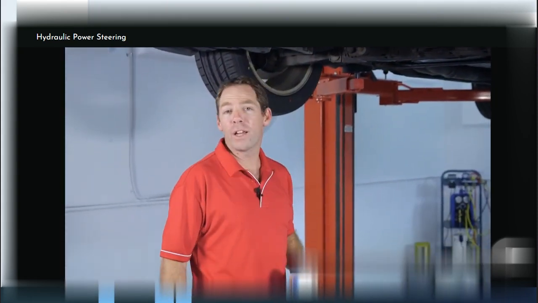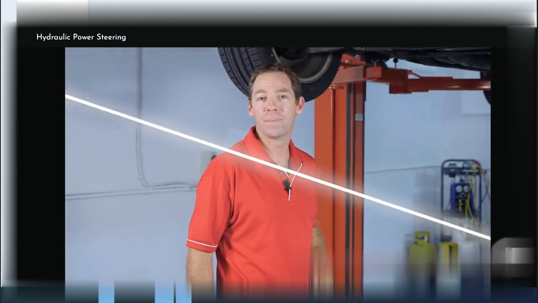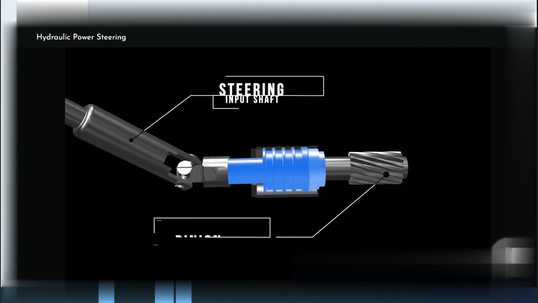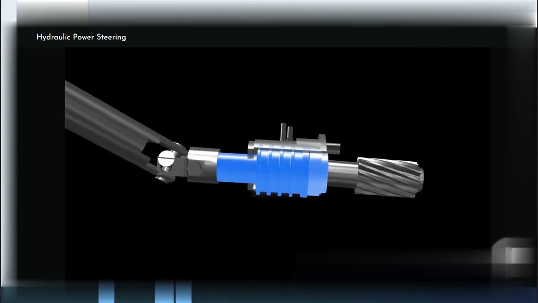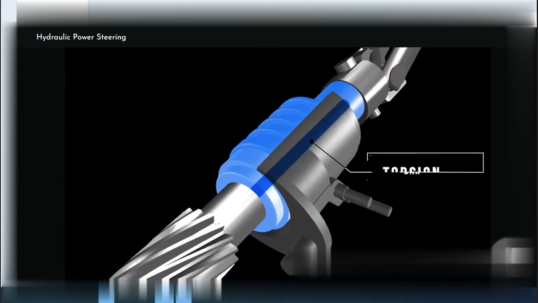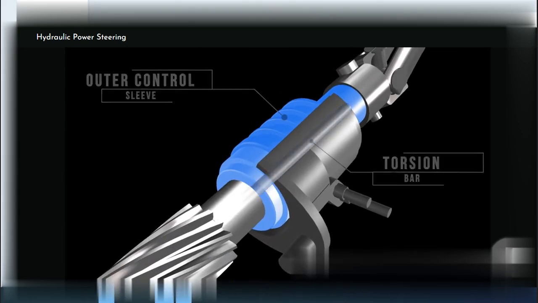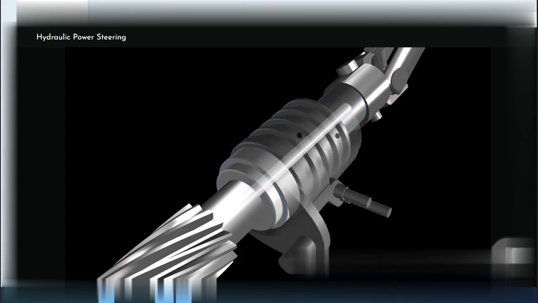The rotary control valve is the component that controls fluid delivery to the steering gear. The rotary valve is located between the steering input shaft and the pinion gear. It consists of an inner spline torsion bar and an outer control sleeve fixed to the pinion gear. When the steering wheel is at rest, there is no movement of the torsion bar or control valve. In this position, fluid flows around the valve and back to the reservoir.